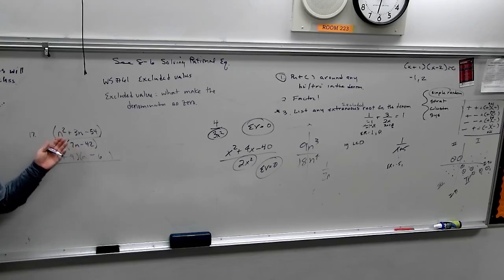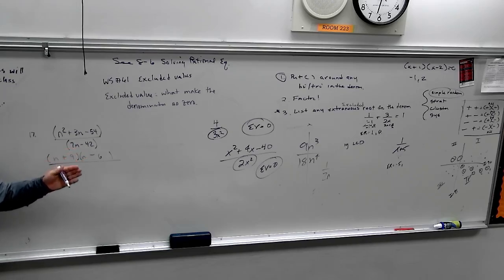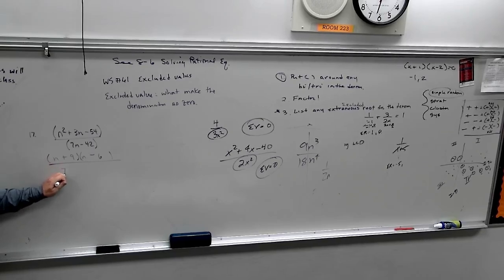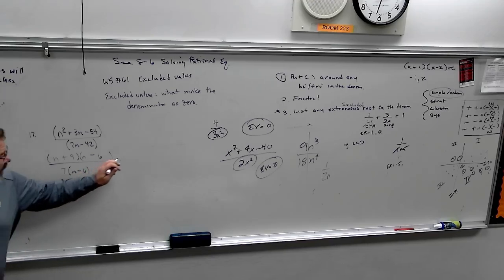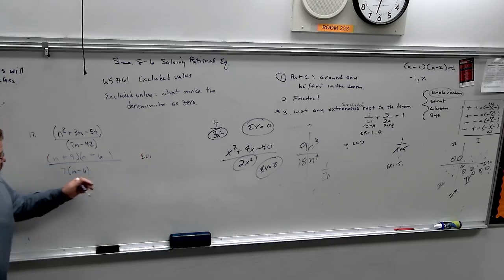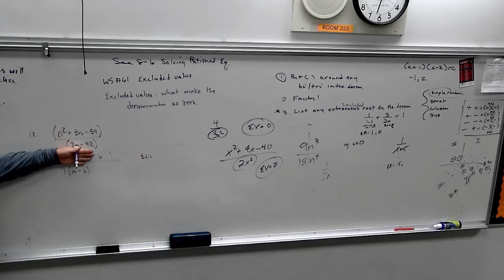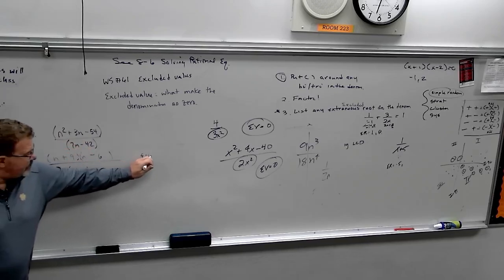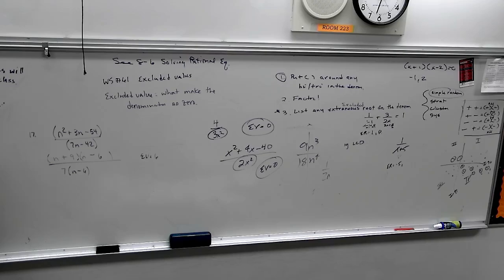Now we jump to the bottom. This is a binomial, so we're looking for GCFs. What goes into 7 and 42? 6? Nope, 6 doesn't go into 7. 7 does, though. So if I take out a 7, I'm left with n minus 6. We factored everything. Now, before you start crossing stuff off, tell me your excluded value. What would make n minus 6 go to 0? Positive 6. So that's our excluded value.